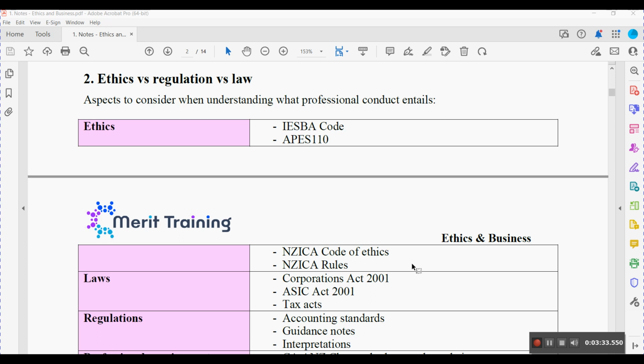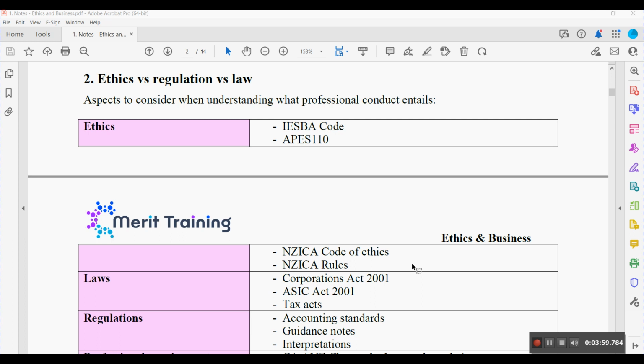The NZICA code is similar to what we talked about above, APES 110, except it's customized to the New Zealand market. The only difference is that APES 110 regulates CA ANZ, and CA ANZ also includes New Zealand. So for New Zealand, there's a bit of overlap between APES 110 and the NZICA Code of Ethics and Rules.